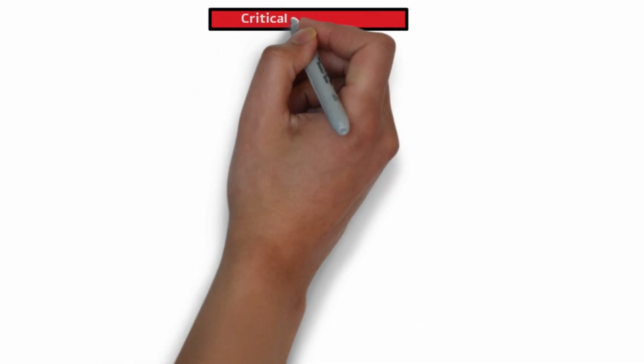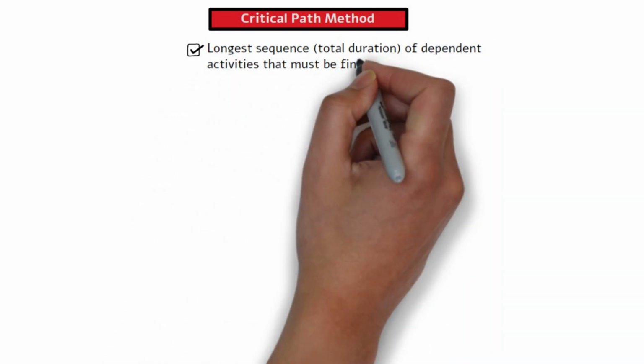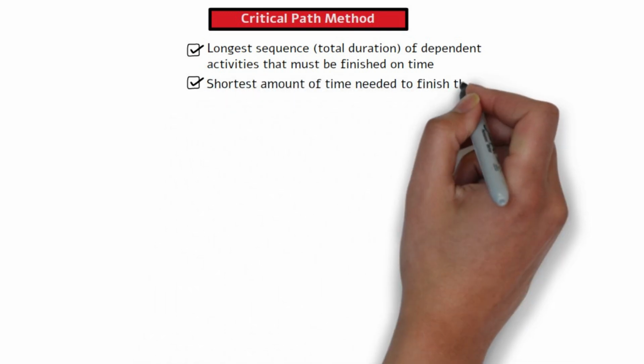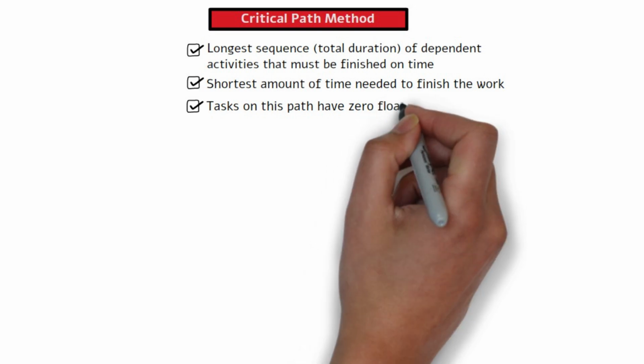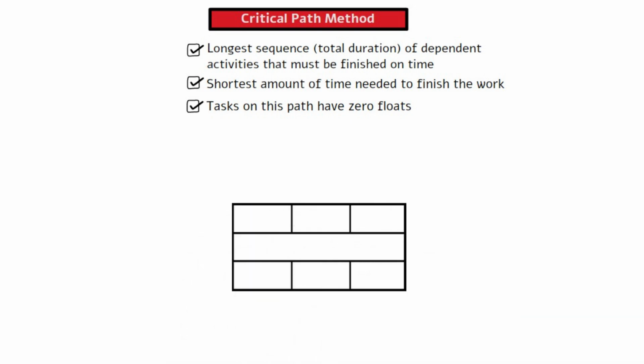Next, let's talk about the critical path method. The critical path is the longest sequence of dependent activities that must be finished on time to complete the project. This path represents the shortest amount of time needed to finish the work. Tasks on this path have 0 floats, meaning any delay on tasks in the critical path will impact the project's end date. A time box is used to represent an activity.